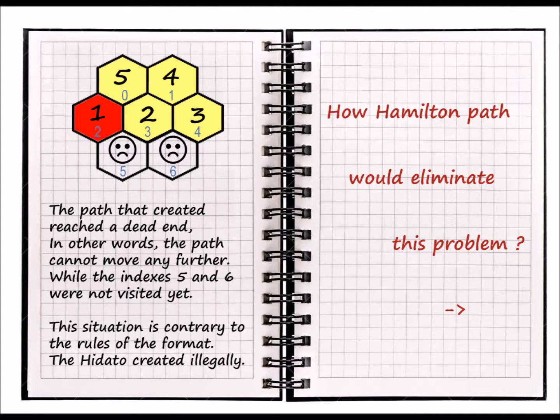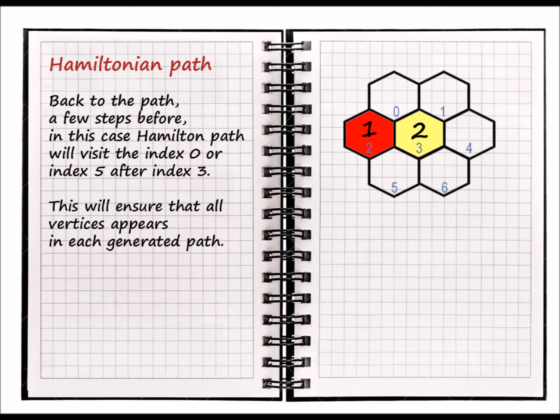How will a Hamiltonian path eliminate this problem? Let's go back to the path a few steps before. In this case, the Hamiltonian path will visit index 0 or index 5 after index 3. This will ensure that all vertices appear in each generated path.